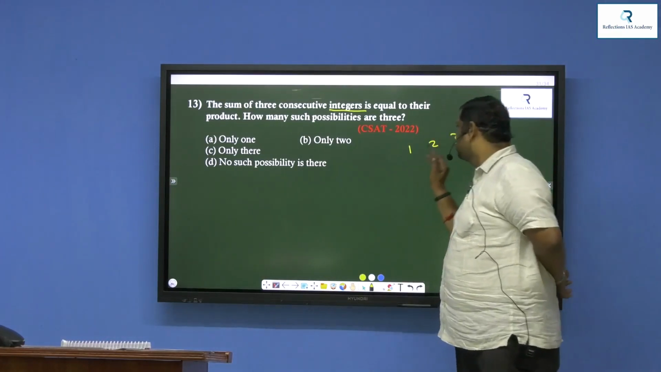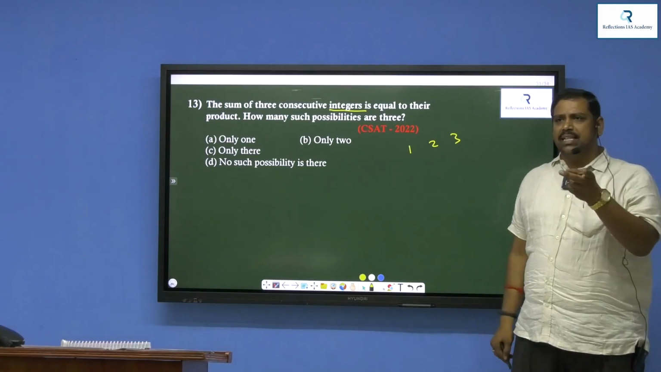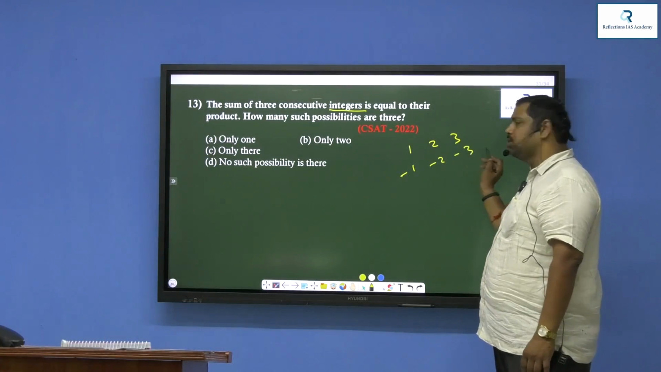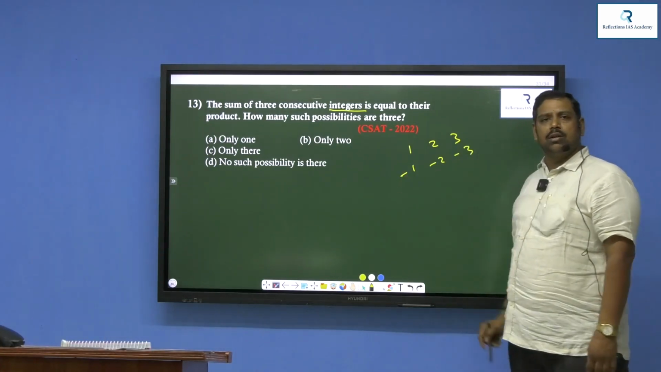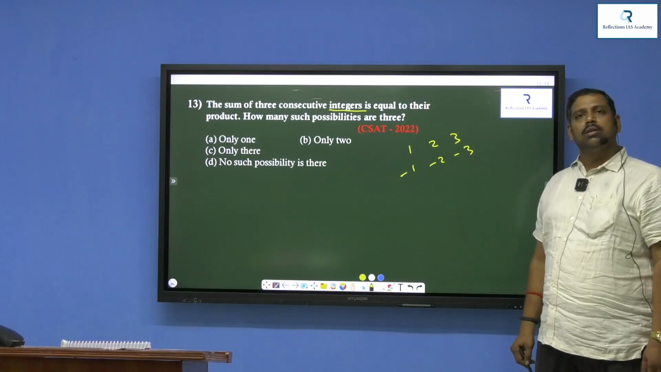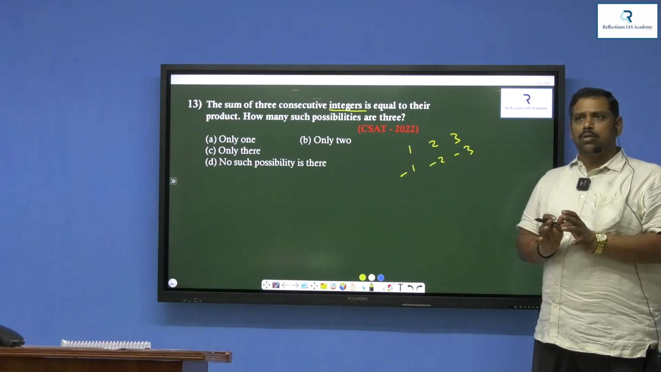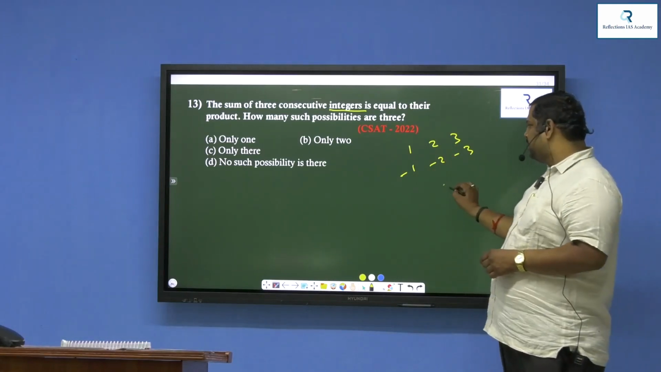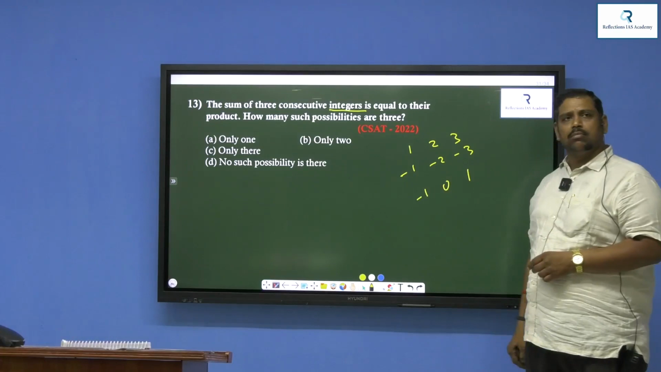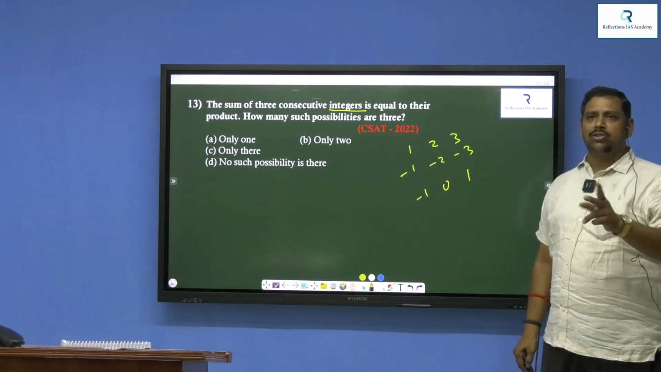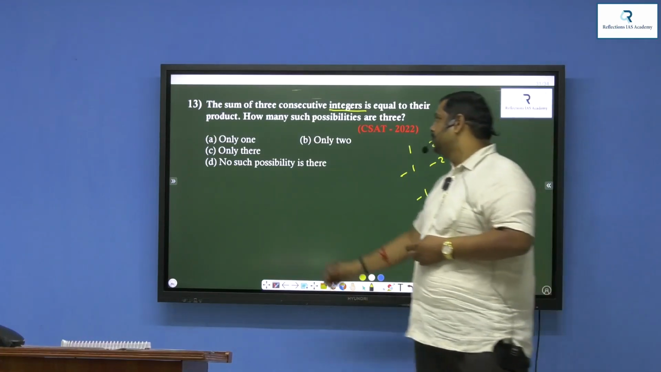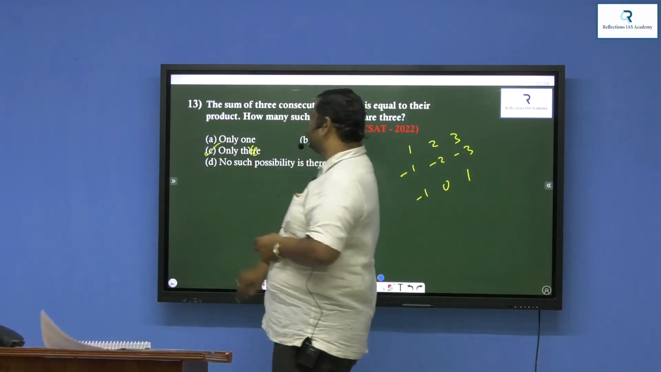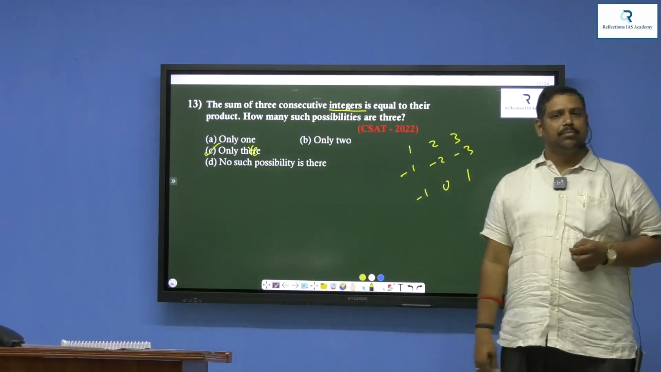So now tell me, 1, 2, 3 is one possibility, yes or no? Sum is 6, product is 6. The other set is -1, -2, -3. Consecutive only. Sum is how much? -6. Product is how much? -6. Two possibilities you got. Those who said 1, this is the one. Who said 2, this is the one, right? The other one is 0, with -1 and 1. Product is 0, sum is also 0. So total how many possibilities are there? 3. So what is the answer? This is not there, it is three. C is the answer. Am I clear?